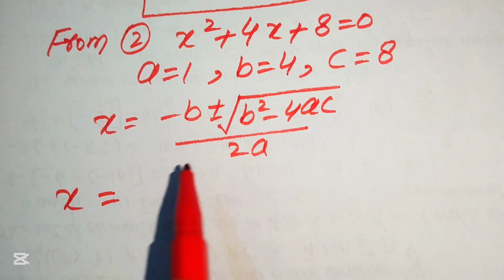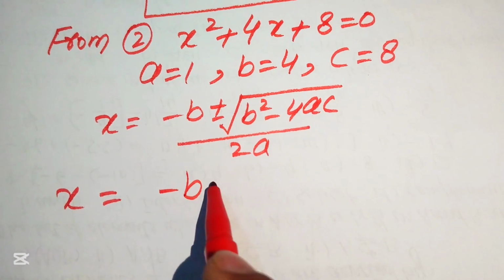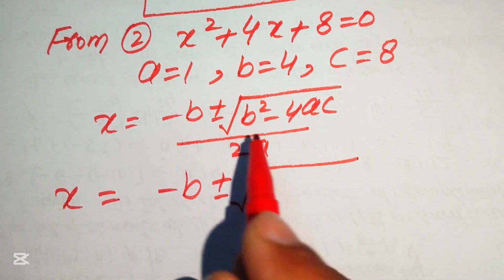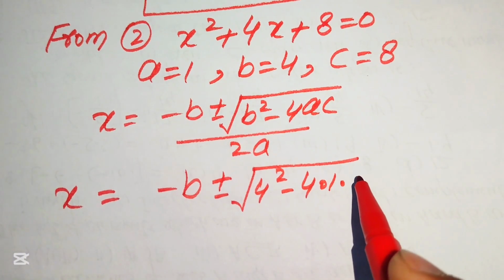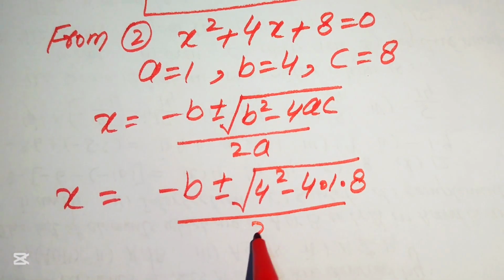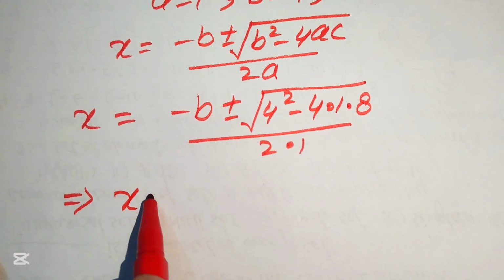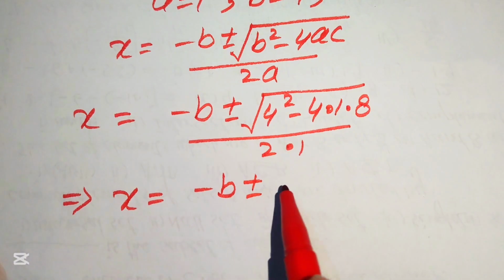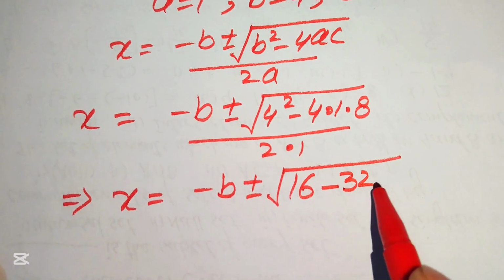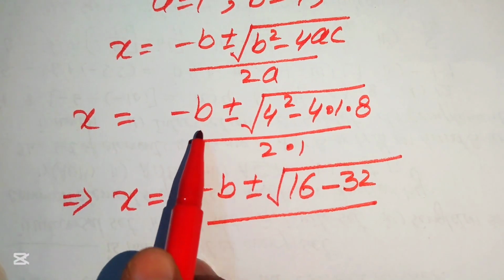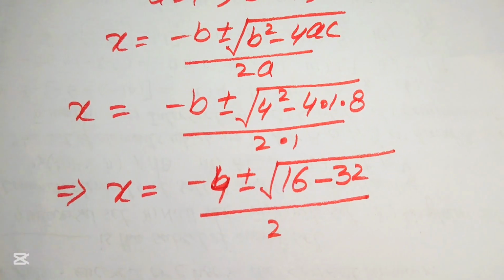This is our quadratic formula. We need to substitute the values of a, b and c here, and it will be written as minus b plus minus square root of b square. So b is 4 square minus 4 times of a is 1 and c is 8, and it is divided by 2 times of a. So here our a is also equal to 1. So here we have x equals to minus b plus minus square root of 4 square is 16. 4 times of 8 becomes 32. It is divided by 2 times of a, and the value of b is 4, so we write it here 4.